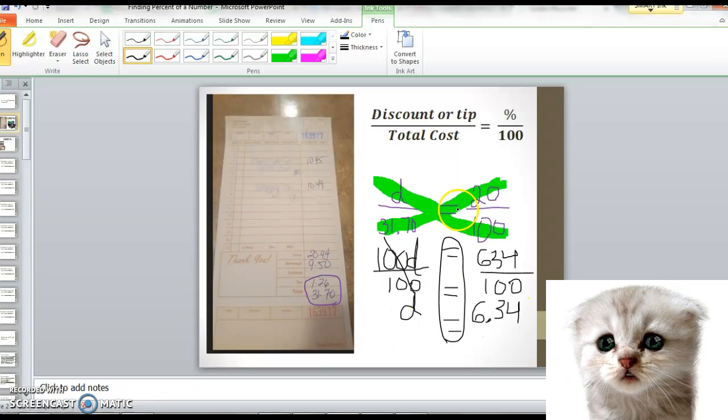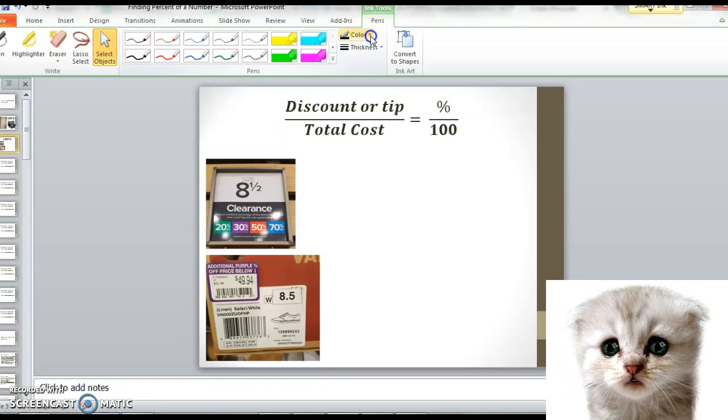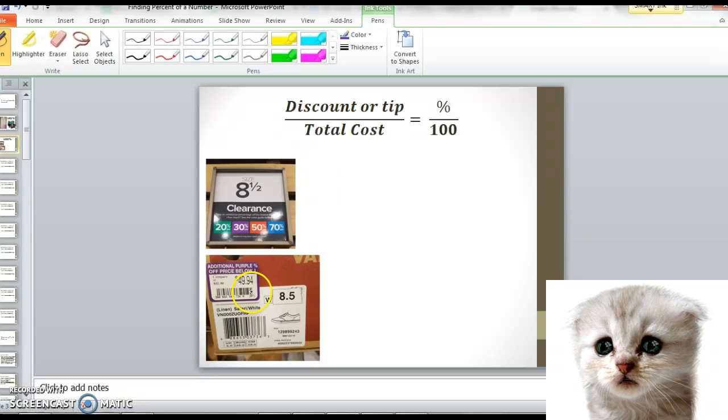I know this might be a little confusing at first, but I just want to get you a little bit of practice before we get started on it in class. Let's look at another example. Some of you like to shop at DSW, or maybe your parents like to shop at DSW. There was a pair of shoes at DSW that were $49.94.